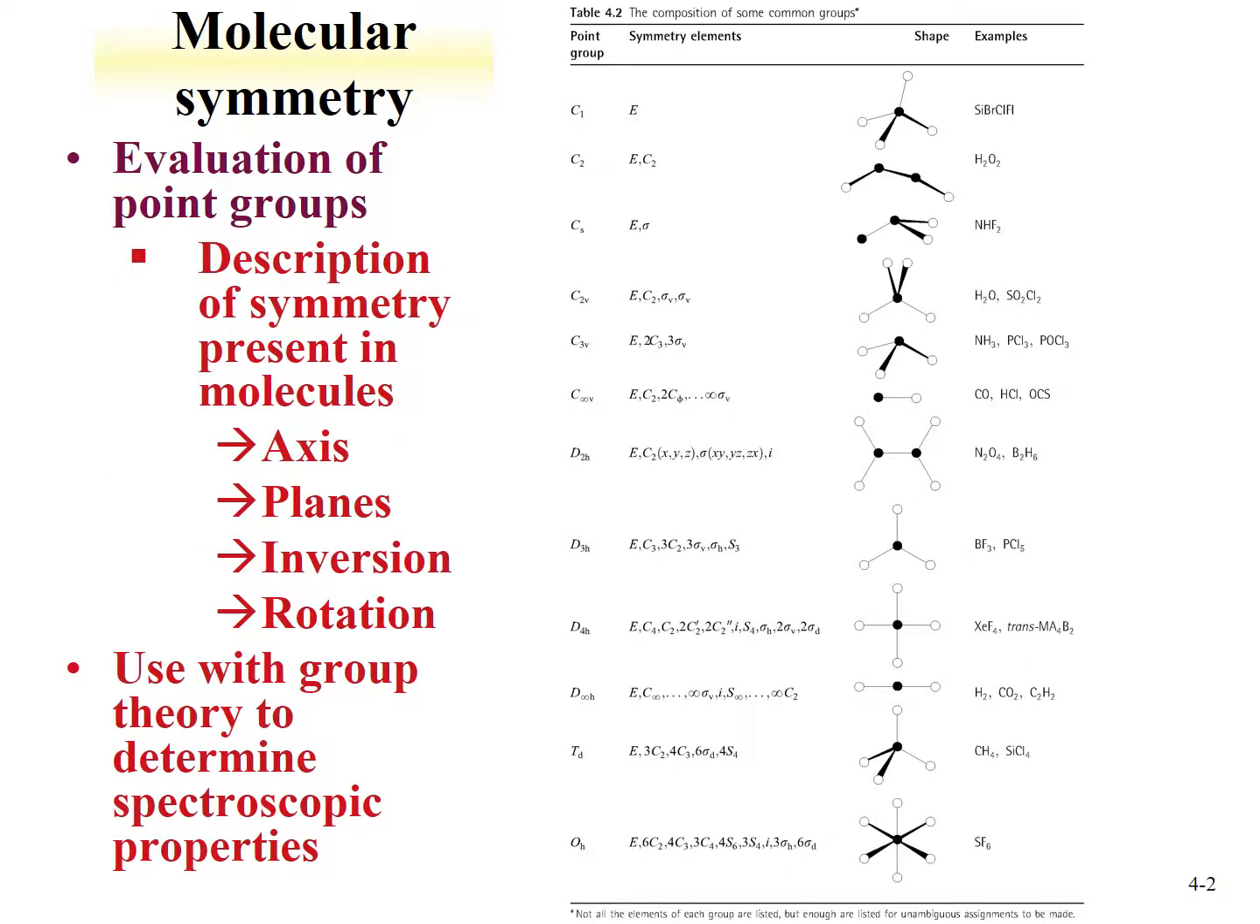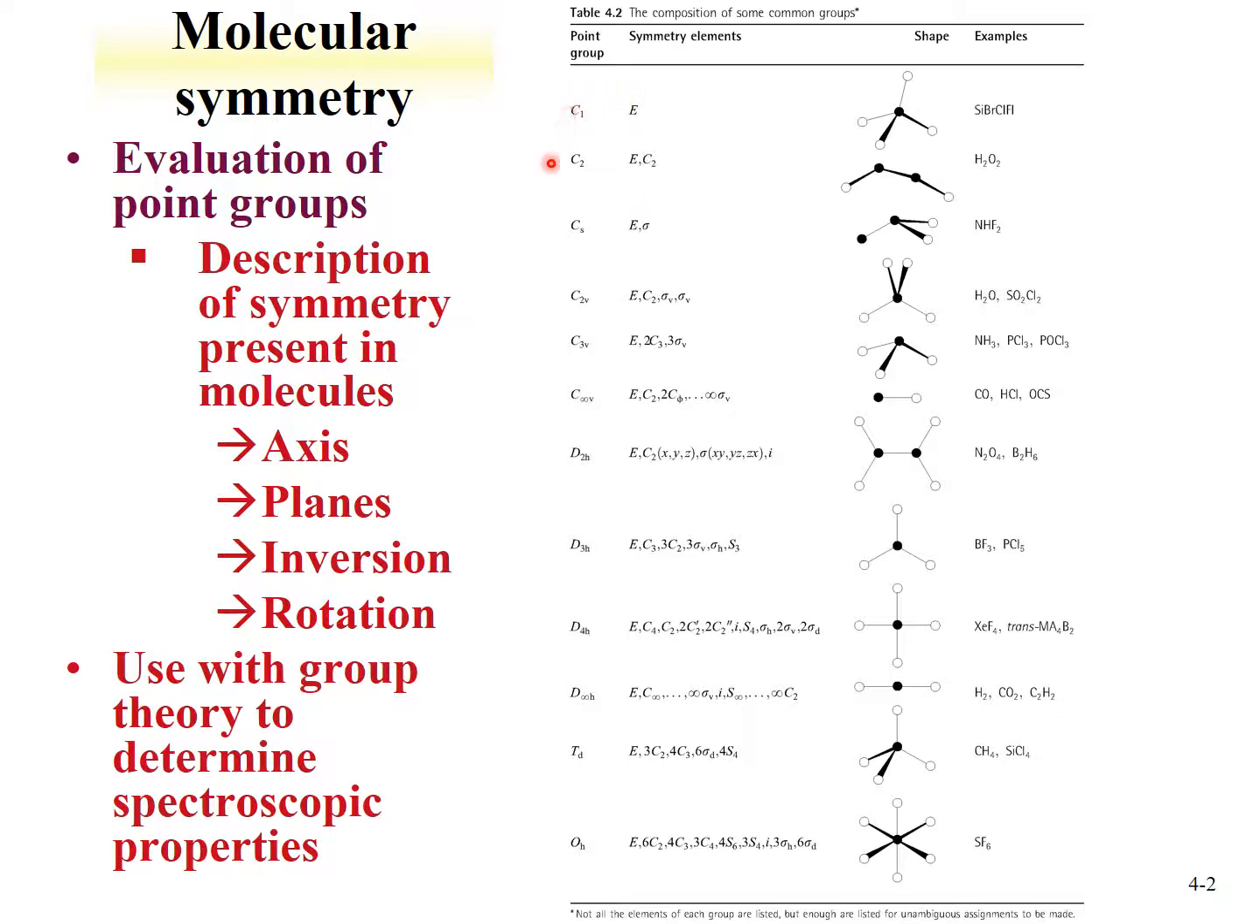One of the first things we'll talk about within this lecture is molecular symmetry, primarily the evaluation of point groups. When we talk about coordination numbers, we'll show the relationship between coordination numbers and point groups. These point groups are a description of symmetries present in molecules, and the symmetries can be along axes, planes, inversion symmetry around a center of the molecule, and rotational symmetry. The importance of these point groups is they can be used with group theory to determine spectroscopic properties.